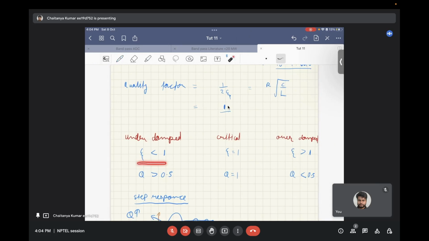So for zeta less than 1 and quality factor greater than 0.5, we have an underdamped system. For zeta equal to 1 and quality factor equal to 0.5, we have a critically damped system. And for zeta greater than 1 and quality factor less than 0.5, we have an overdamped system.